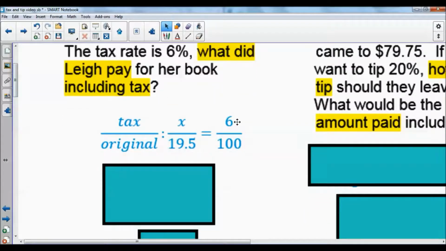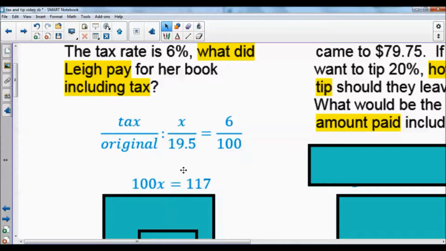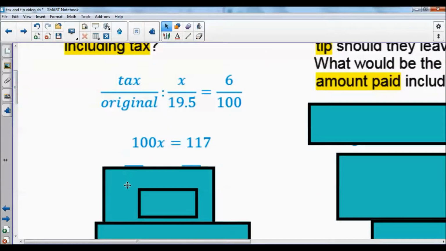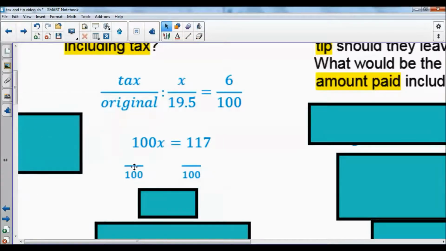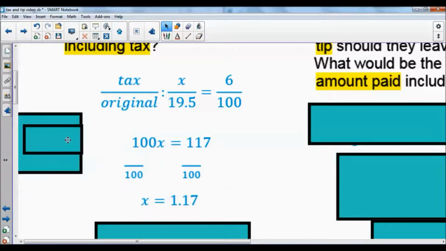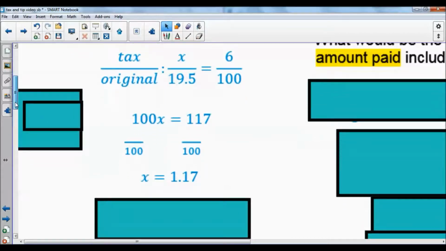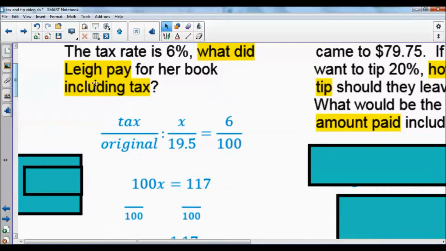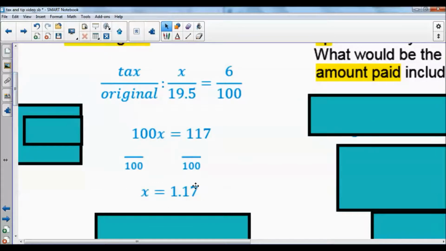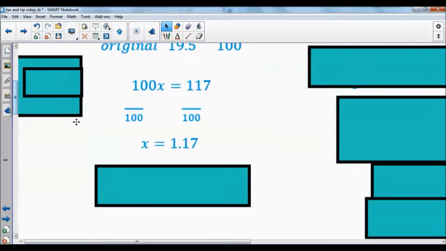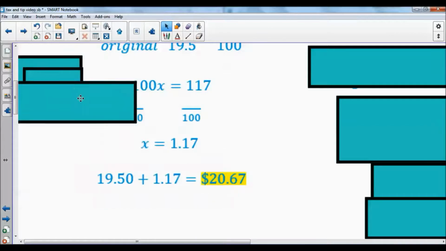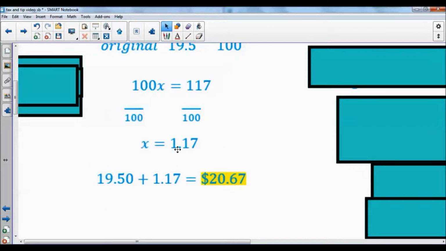Okay, we're going to cross multiply. We would get 100x is equal to 117. Then we would divide by 100 on both sides. When we divide by 100, we're going to get x is equal to 1.17. Okay, but here we're looking for how much did Lee pay, including tax. So we're not done. This is our tax. Our tax is $1.17, but to figure out how much Lee paid, it would be $19.50 plus the 1.17. So it is $20.67.